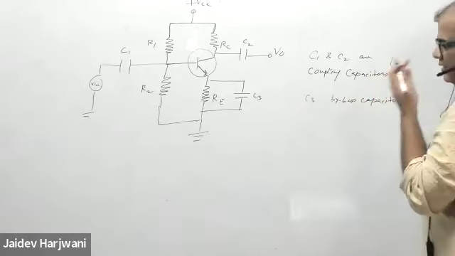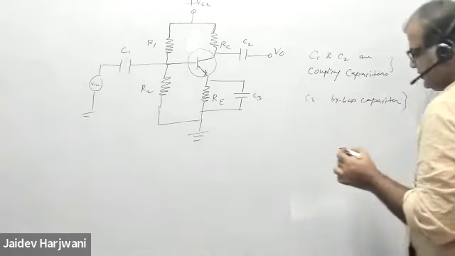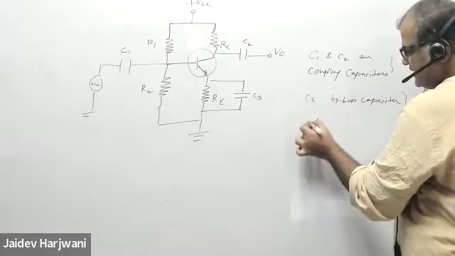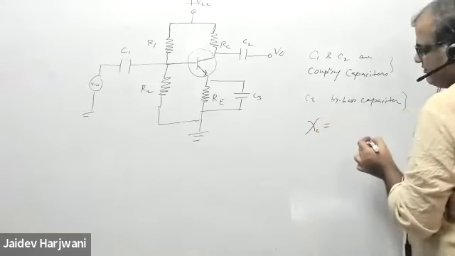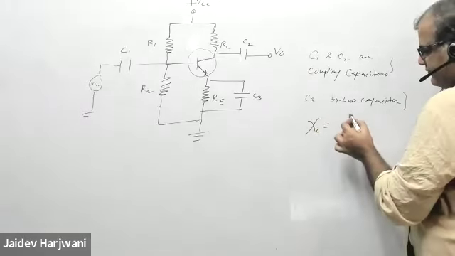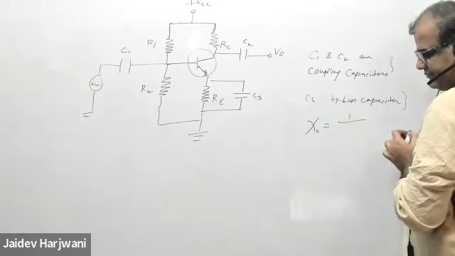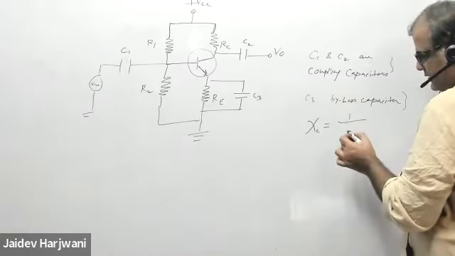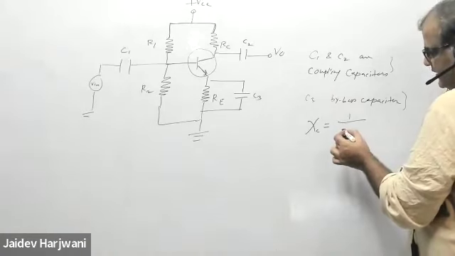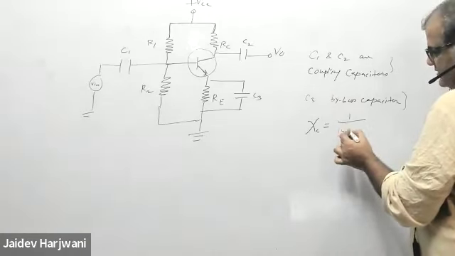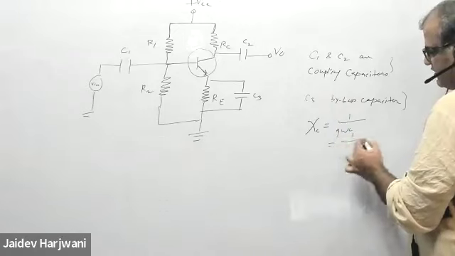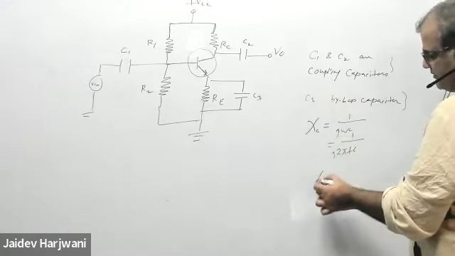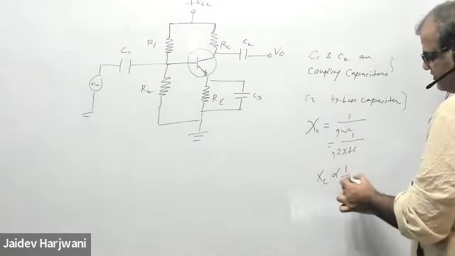Now you can understand that the reactance of a capacitor, if I say XC, is given by how much? What is XC? XC is 1 by j omega C, or I say this is 1 upon j 2 pi FC. So I can say my XC is proportional to 1 by F.